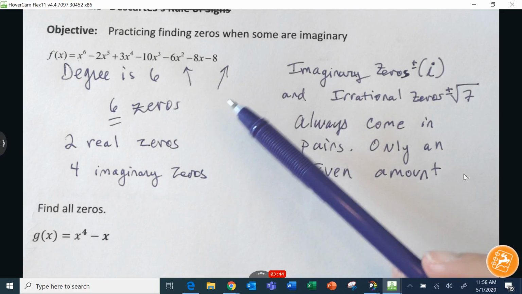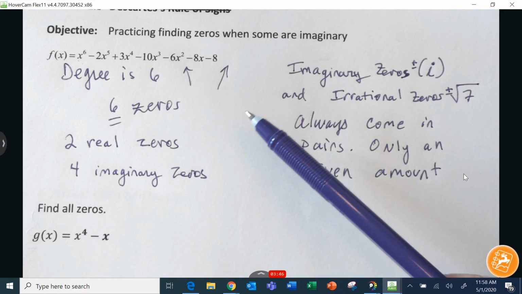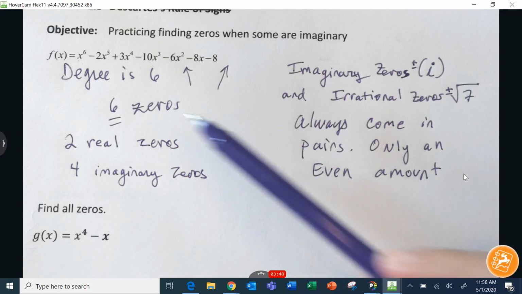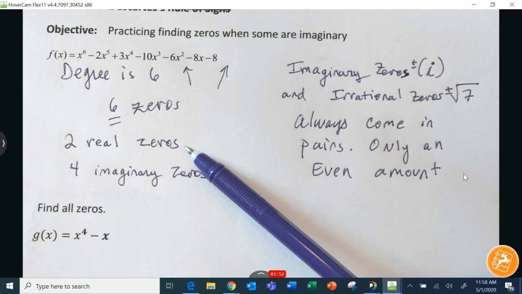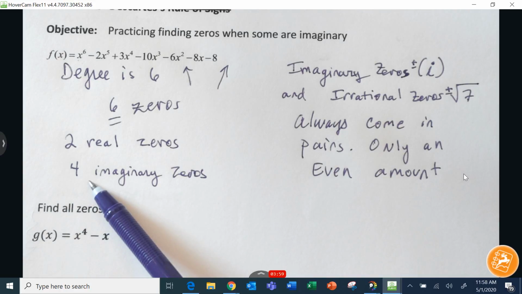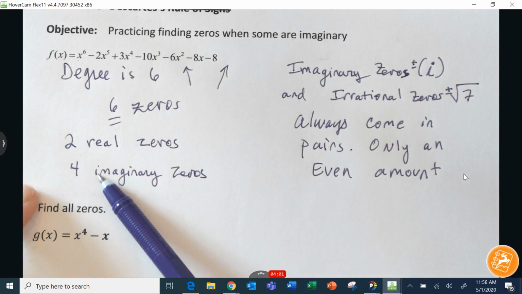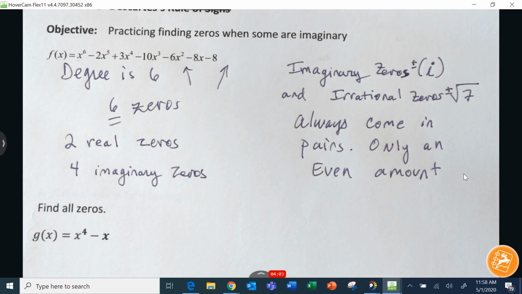So if you are trying to figure one of these problems out, and if there's 6 zeros and you find 3 real zeros, there's got to be another zero, because there cannot be an odd number of imaginary. Never can there be an odd number of imaginary zeros. Only even.